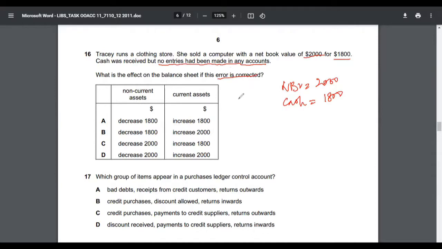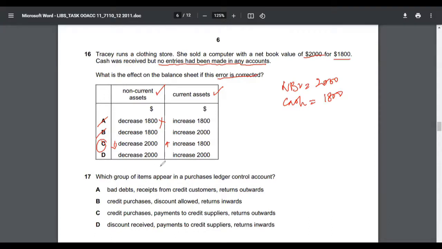If the error has to be corrected, the effect would be on non-current assets and current assets. Option A, decrease 18, no, because the net book value of my computer was $2,000. So option A is wrong. Option B is equally wrong. Option C is correct. My asset would decrease by $2,000 and my cash, which is a current asset, would increase by $1,800. So the correct answer to multiple choice 16 is option C.